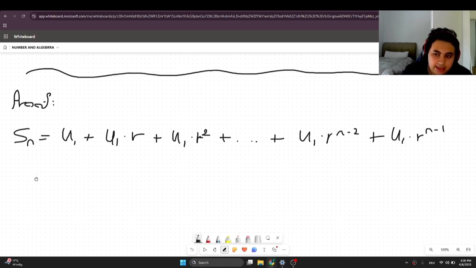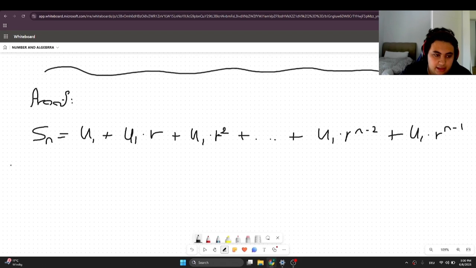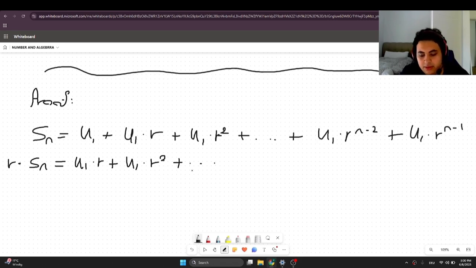Now, the second sequence that I'm going to write out is r times Sn. So if I multiply this entire sequence by r, the common ratio, that means that my first term is not going to be u1 only, but it's going to be u1 times r. My second term is going to be u1 times r squared. And then my third term is going to be u1 times r cubed, for example.